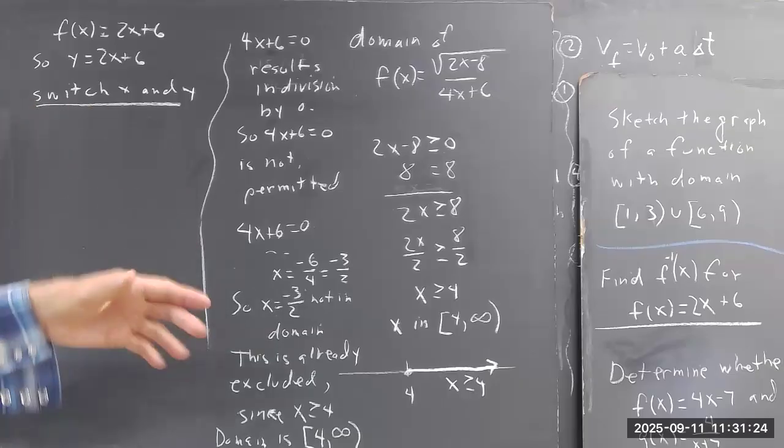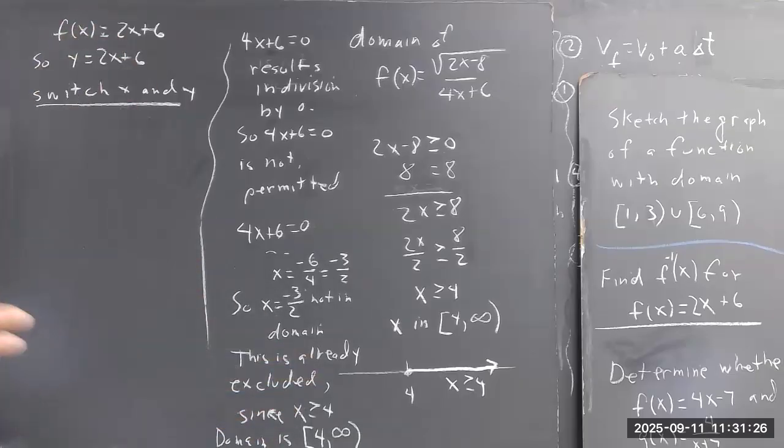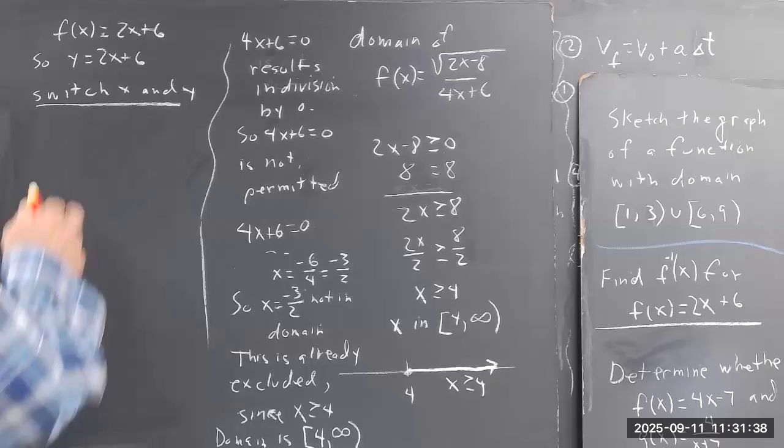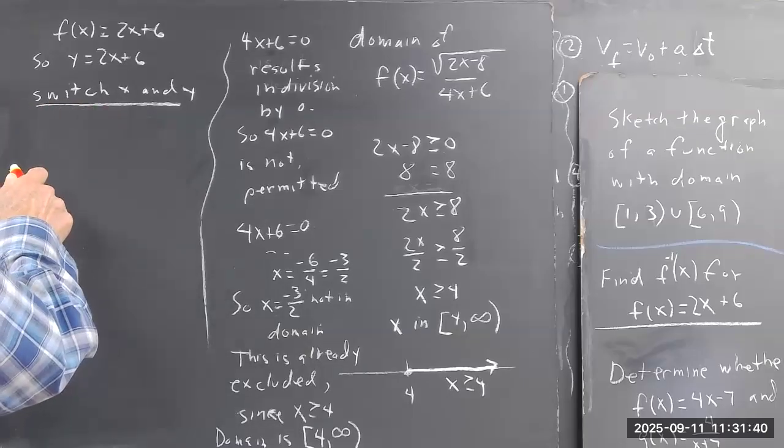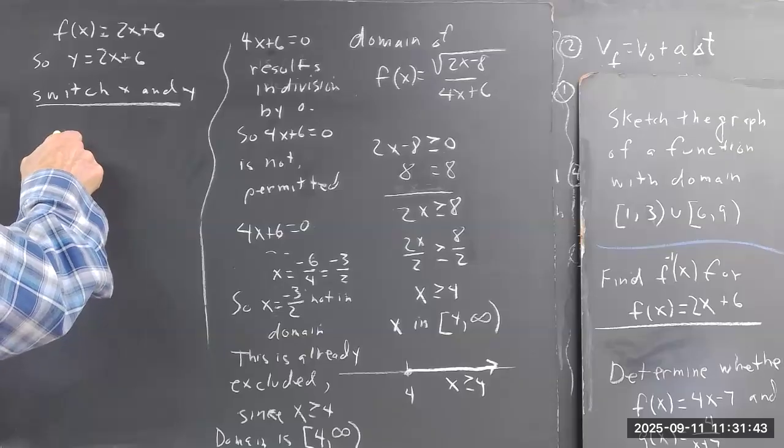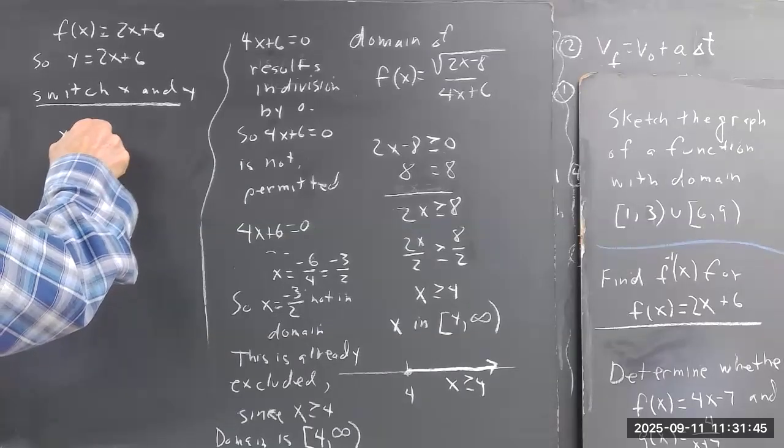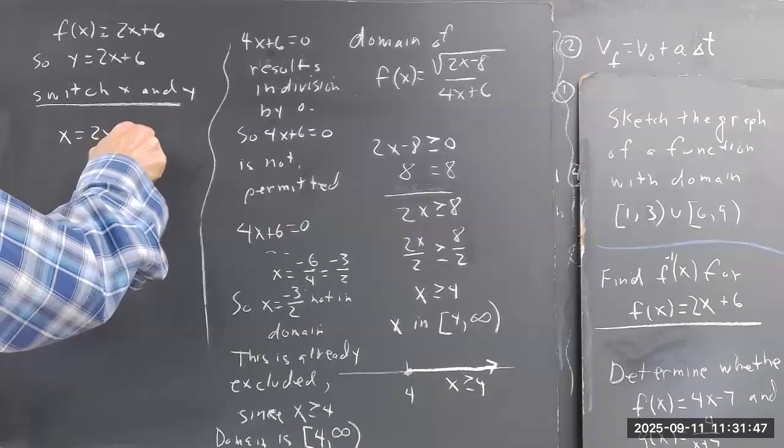There's the basis. Remember, we have the tables and we put the x's and the y's. Put the x's where the y's were and the y's where the x's were. And we got a graph. And I could have asked you to do this with a graph as well. Anyhow, we switch x and y. So we get x equals 2y plus 6.